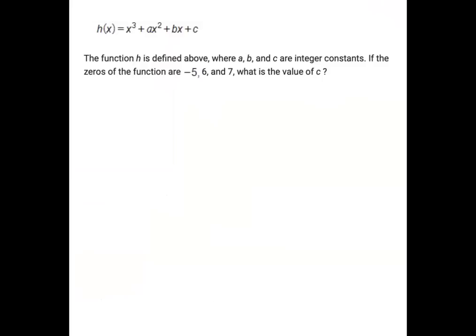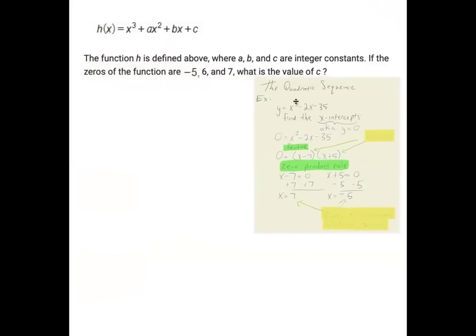Before we start this question here, let's just review what we call the quadratic sequence because it's going to come in handy here. So according to the quadratic sequence, if you have a function and you have to find the x-intercepts, the idea is that y is 0. So you set y equal to 0. That's your permission to factor.